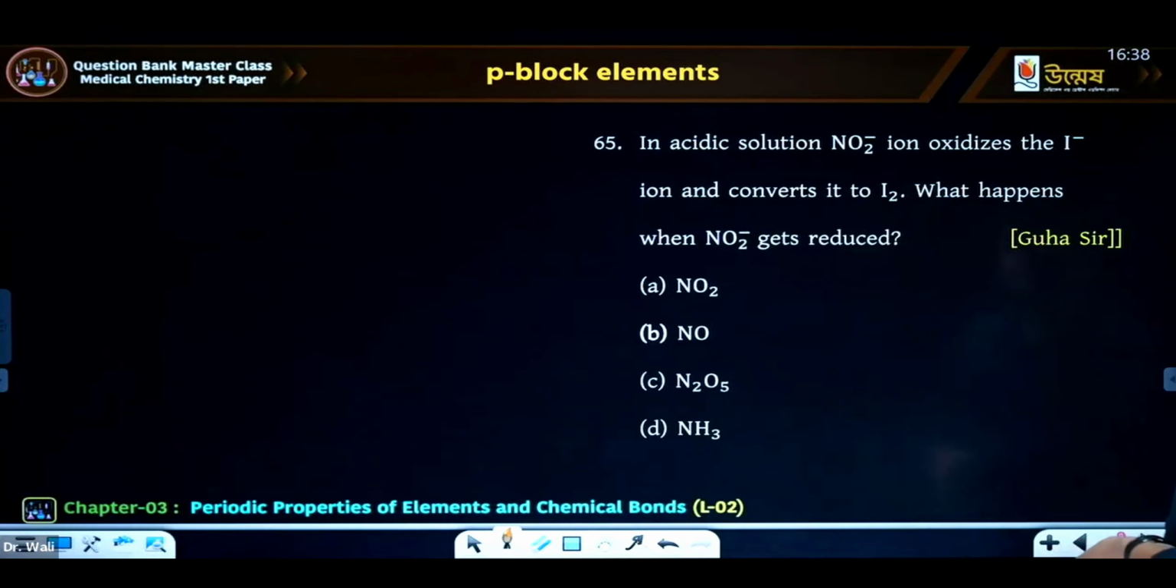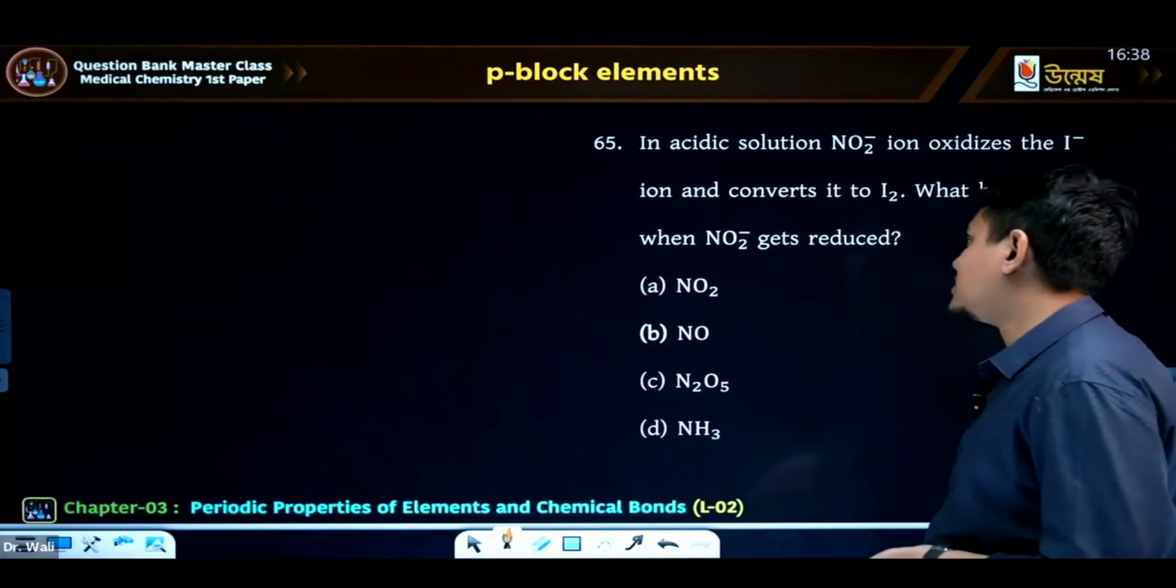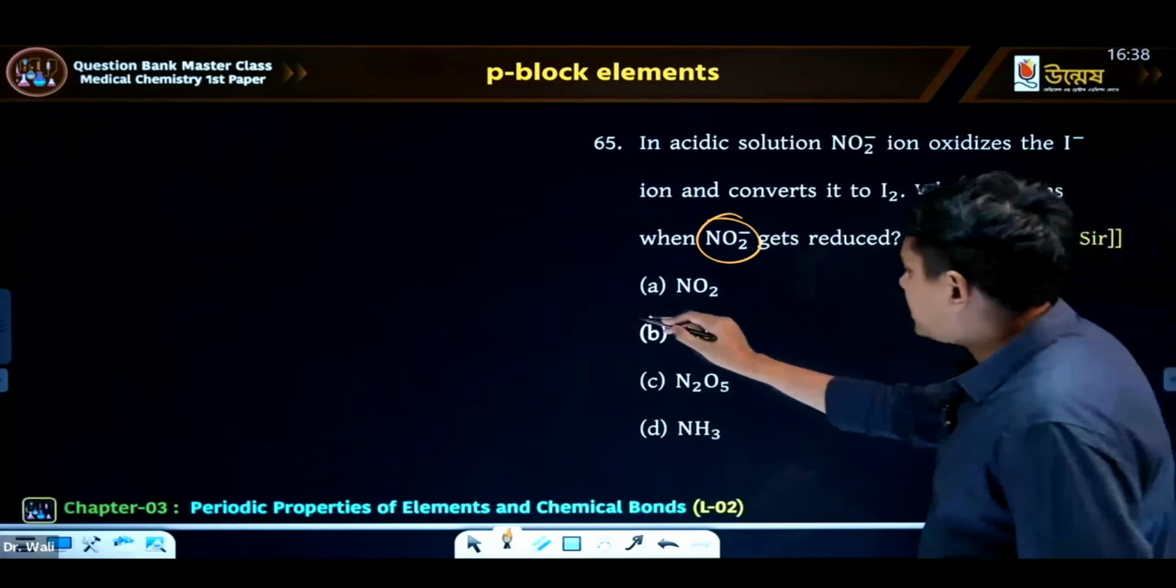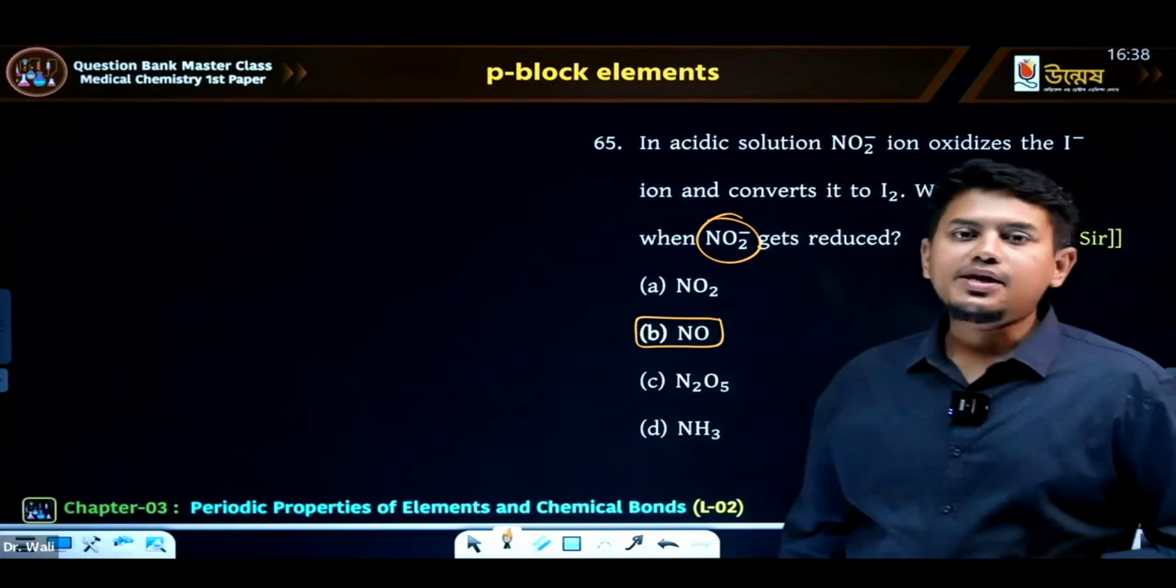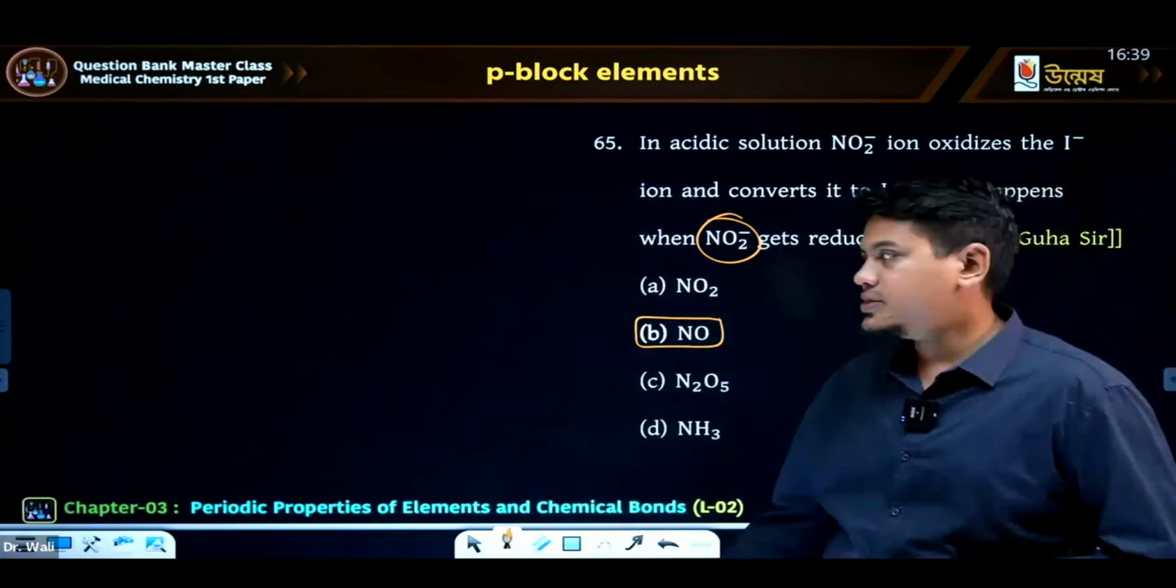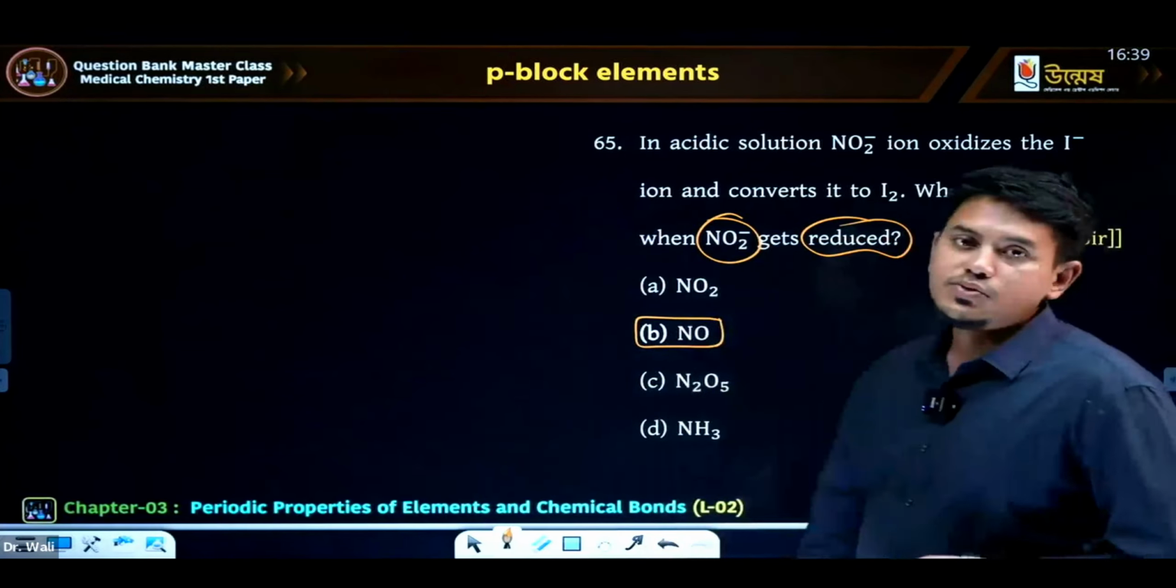In acidic solution, nitrite ion oxidizes the iodide ion and converts it to iodine. What happens when nitrite ion gets reduced? It becomes nitric oxide, because the charge goes from negative to neutral, so the oxidation state is getting lower, which certainly means the nitrogen is getting reduced.